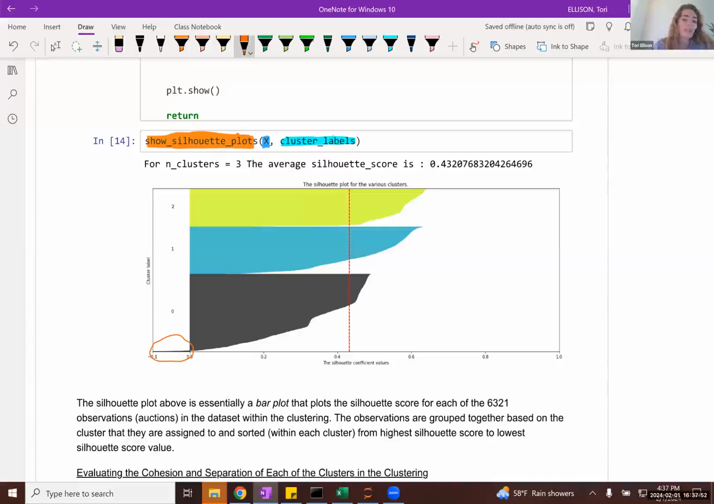So again, what this means is that there are some observations assigned to cluster 0 that are actually closer to either cluster 1 or cluster 2. We don't know which cluster it is, but we know that there are some observations that are actually closer to some other cluster rather than the one they were assigned to. This tells us that cluster 0 has the worst cohesion and separation.